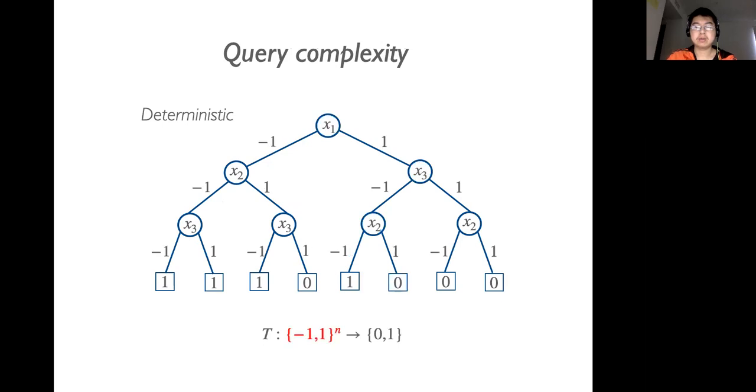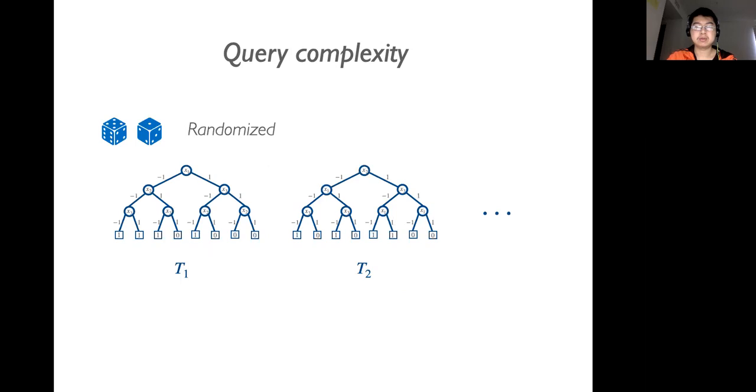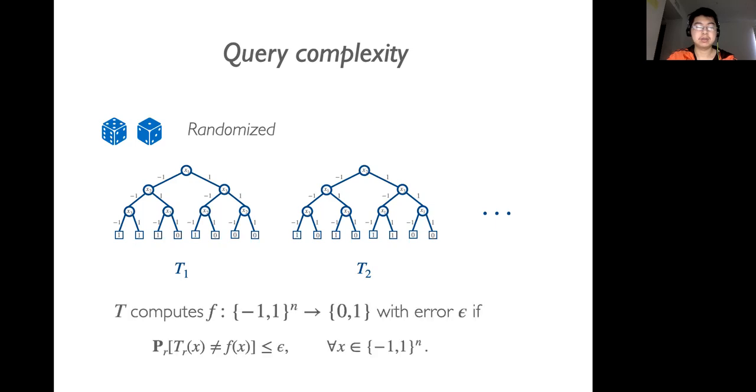Throughout this talk, we'll use the -1,1 representation to encode the input bits of a function. A randomized query algorithm is simply a distribution on decision trees. We say that the randomized decision tree computes f with error epsilon if for any input x, the probability that the algorithm outputs a wrong value is at most epsilon.